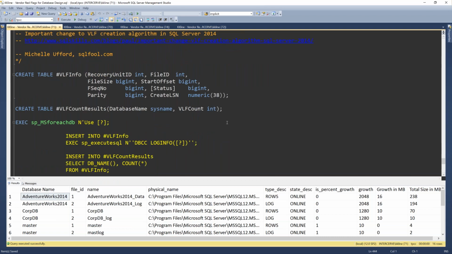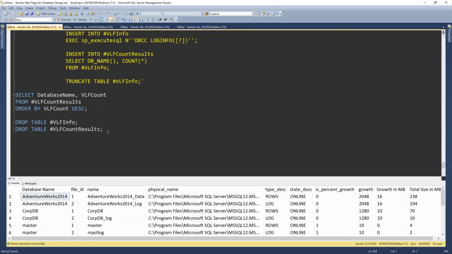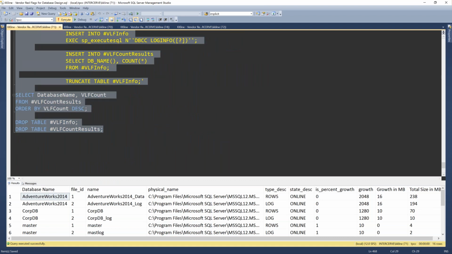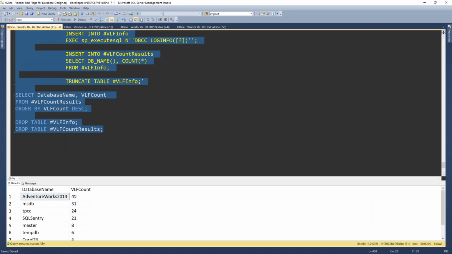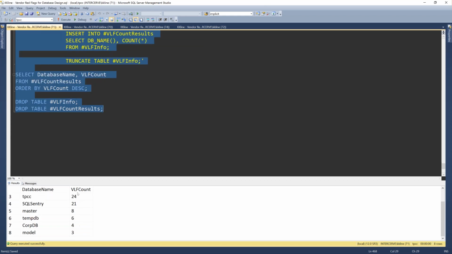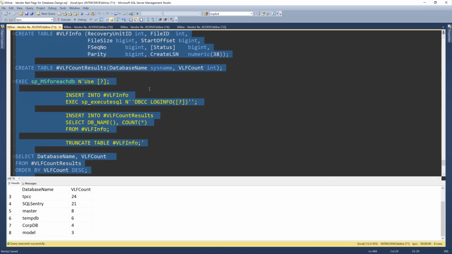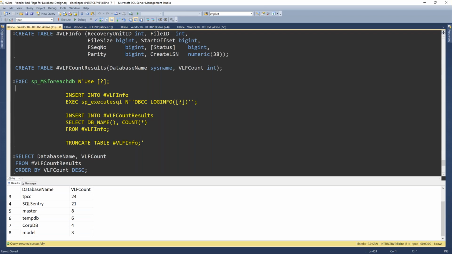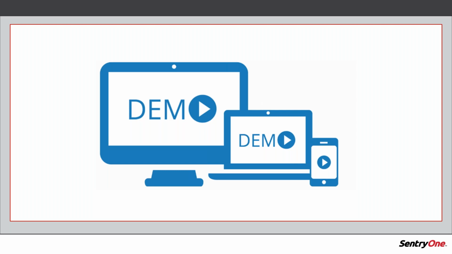I've been to customer shops where they didn't know about VLF issues, and they had 50, 60,000 VLFs in their different databases. And so here we see AdventureWorks has 40, MSDB has 31, and so forth through all of my different transaction logs. But if those numbers are really big in your environment, you've got problems, particularly at the worst time. That is when you go to recover the database, and now instead of it taking an hour, like the amount of time it took to do the backup, it now takes 2 hours because of the number of VLFs you have in that particular database. All right, so let's go back to our slides now.